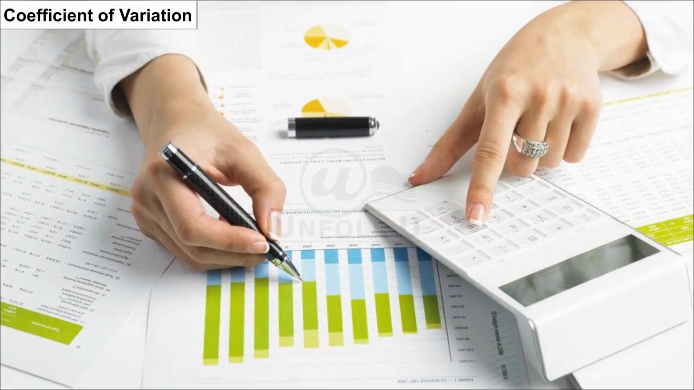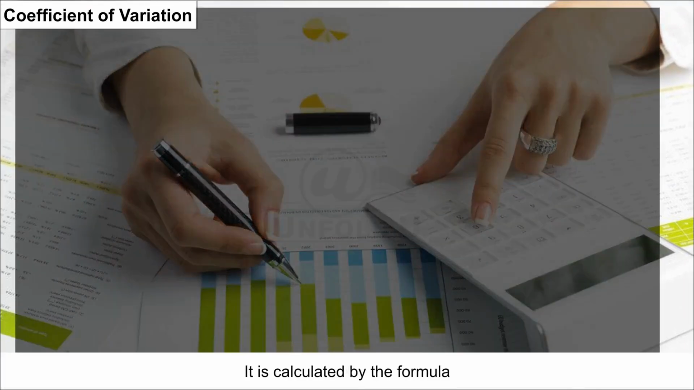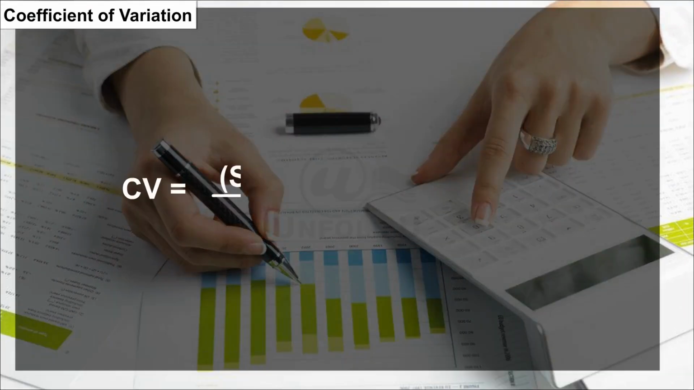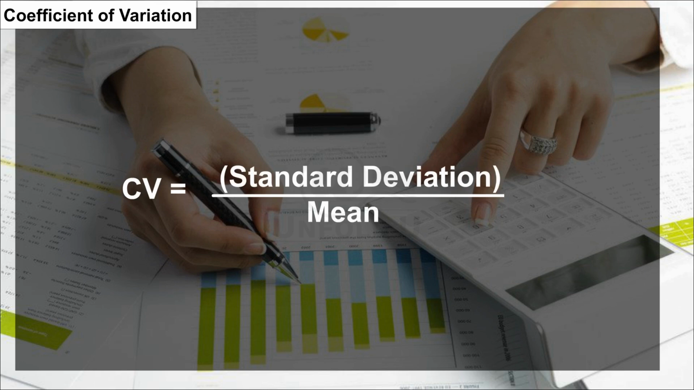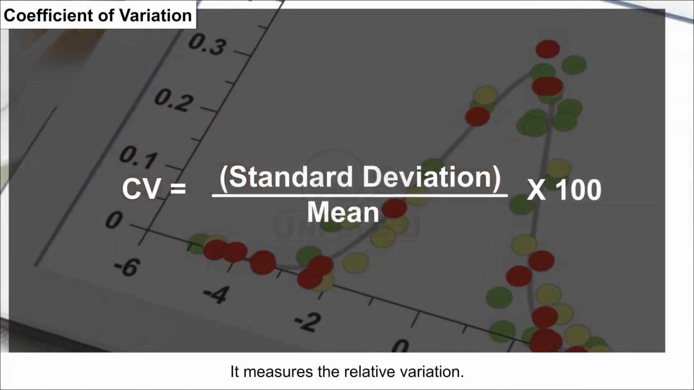Coefficient of variation. It is calculated by the formula CV equals standard deviation divided by mean, into 100. It measures the relative variation.